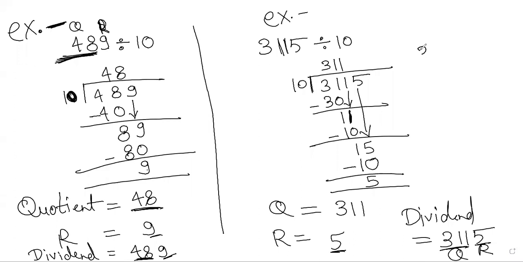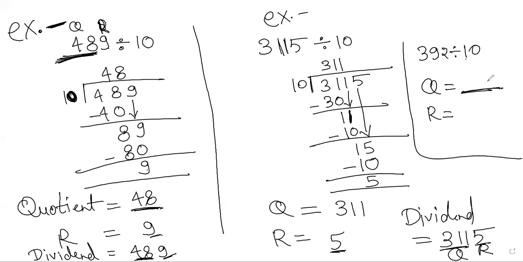सपोज आई एम गिविंग यू अ नंबर 392 डिवाइड बाय 10. क्विकली राइट द Q एंड R. यू आर डिवाइडिंग दिस नंबर बाय 10. सो जो वंस प्लेस में डिजिट है वो क्या होगा? रिमाइंडर होगा. क्विकली राइट क्वोशंट. What will be the quotient here? Yes, 2 will be the remainder. And what will be the quotient? Yes, 39 will be quotient.